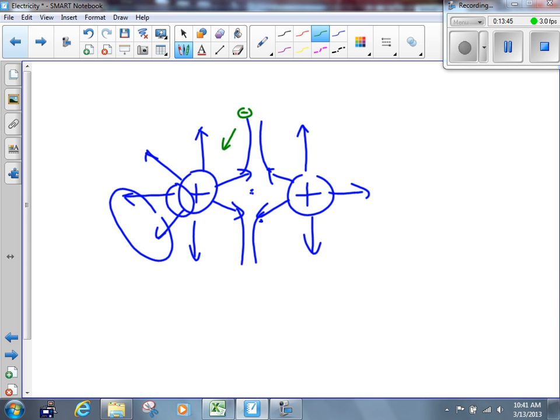Almost, but not quite. It would follow the field line, but it would go opposite to the direction of the field line, but it would follow that field line.